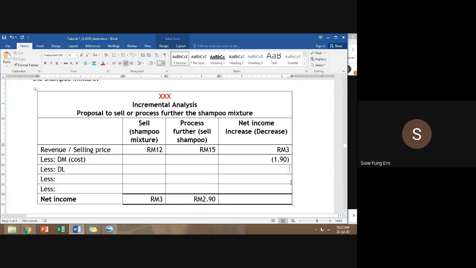Okay, direct labor, Vala. Correct, decrease 80 cents, because if you compare from shampoo mixture to shampoo, cost increases from 3 ringgit 40 cents to 4 ringgit 20 cents. Cost increases, net income decreases. So negative 80 cents. Okay, next one, variable overhead, Umu. Variable overhead.